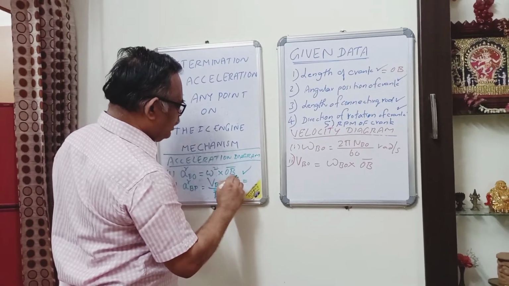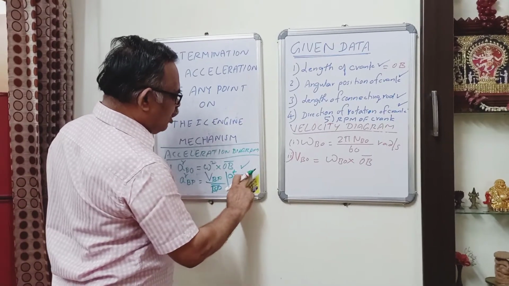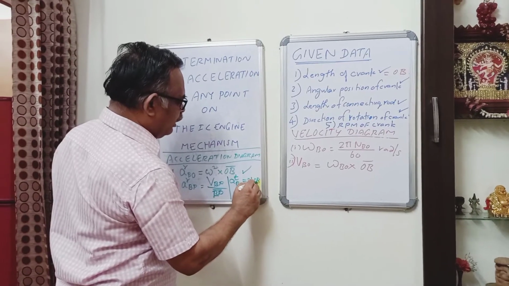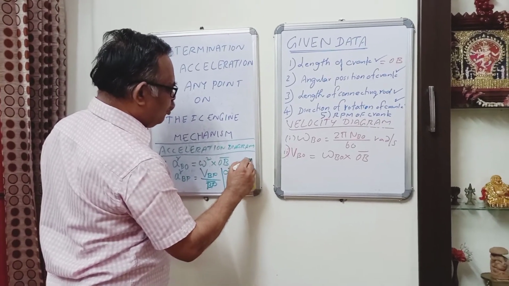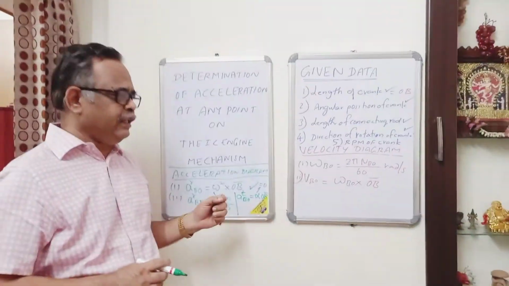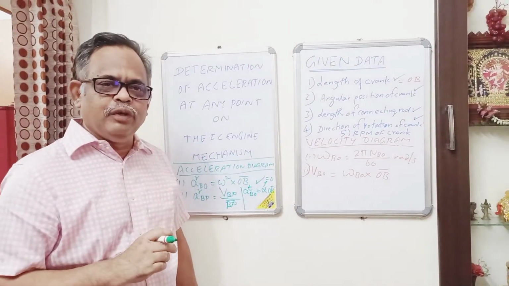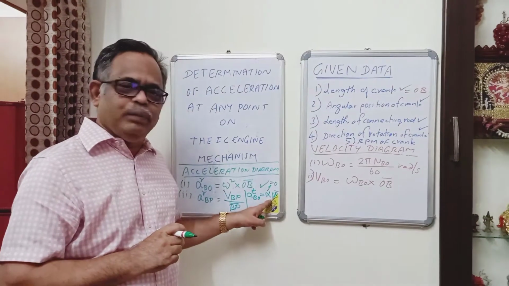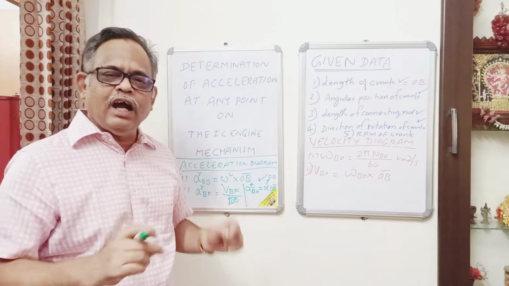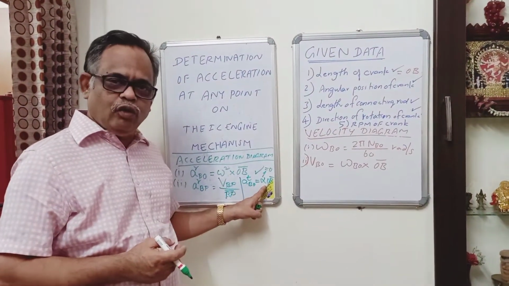The tangential acceleration of B with respect to O is equal to 0, because it is angular acceleration alpha into length OB, and alpha is equal to 0. In any system, an IC engine or anything else, when it is running at uniform, constant RPM, alpha will be 0. So we consider finding accelerations at a particular RPM only, and at a particular RPM, alpha is 0.